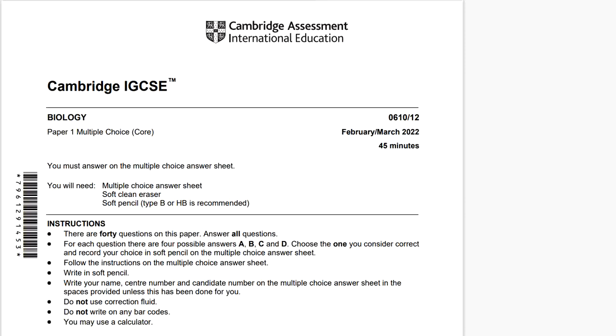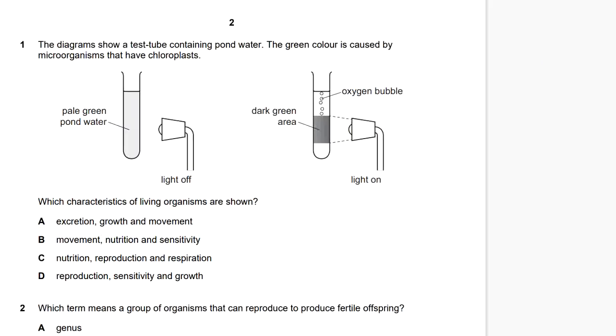I will discuss to you IGCSE Biology, Paper 1 Multiple Choice 4, taken February-March 2022. So these are multiple choice questions and I will try to discuss to you the rationale behind each question. Let's start off with this number.